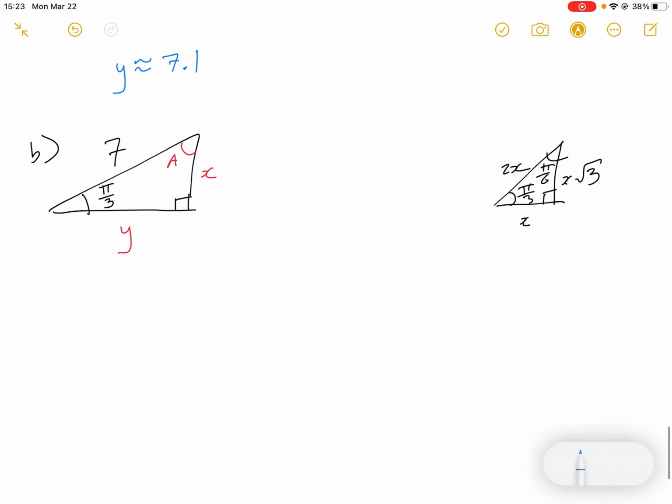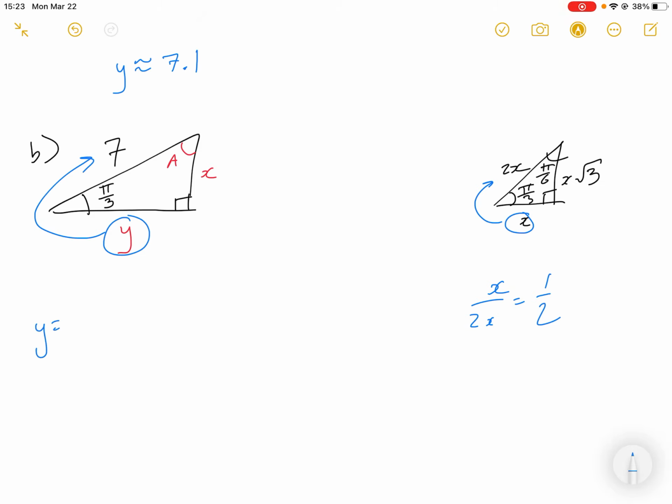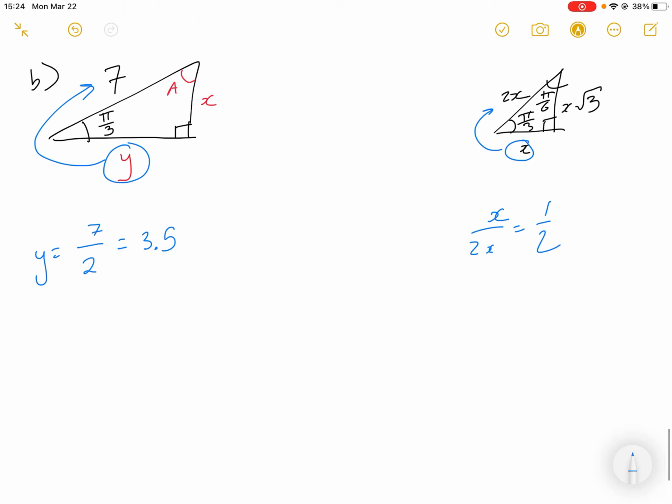All right. Okay. So notice that y, if we're comparing these, y is going to be half of the length of that, because if I did x over 2x in this triangle on the right here, I would end up with a half. So that tells me that in order to get y, I really just need to do 7 divided by 2. And I would get 3.5 for y.